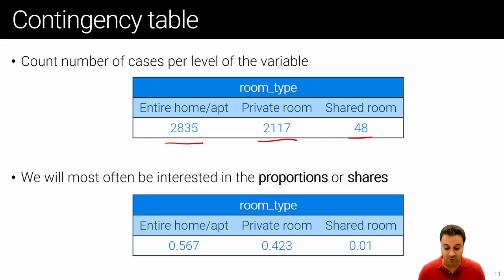And very often, what we're going to be interested in is actually the proportions or the shares. So out of the total, what percentage corresponds to entire homes or what percentage corresponds to shared rooms, for example. And so as we saw earlier, something like 57% are homes and only 1% are shared rooms. And typically, this is what we are interested in because it's more informative, because we all know how to interpret percentages, but given an arbitrary number of observations here, it might be a little bit difficult.